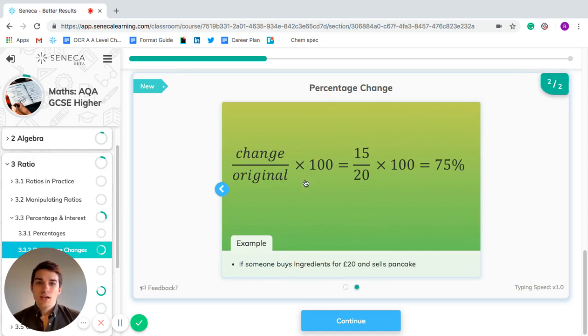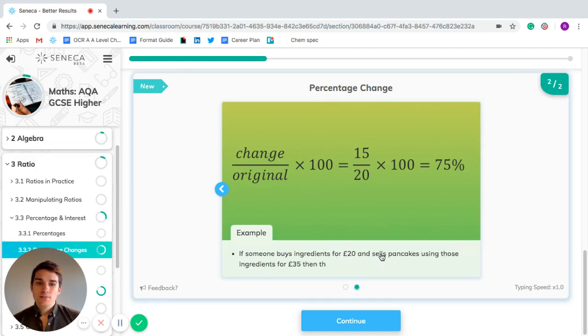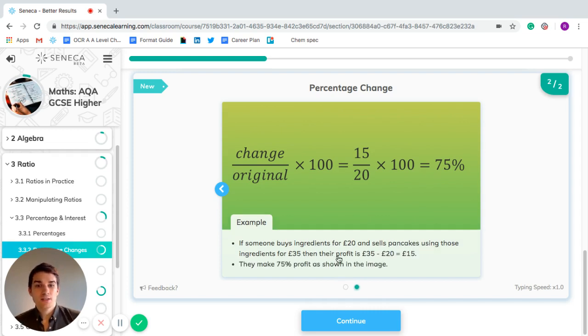If someone is buying ingredients for £20 and sells pancakes using those ingredients for £35, then their profit is 35 minus 20, which is £15. So to find the percentage change, we take the amount of change, the profit in this situation, 15, divide it by the original amount, which is £20, times by 100, which will give you 75%. So we know that the profit is 75%.